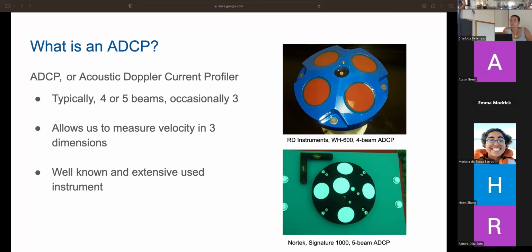So this is one that I stole from the lab. Don't tell anybody. This thing is worth more than I am. This is a Nortek 1000. This is a 5-beam ADCP. Normally you'll most commonly see this 4-beam pattern. This is called the Janus configuration. And then they added a fifth beam in the center, which I'll explain why in a little bit, but this is more new.